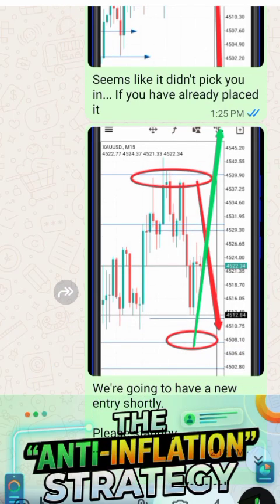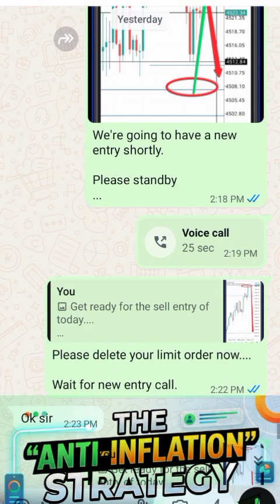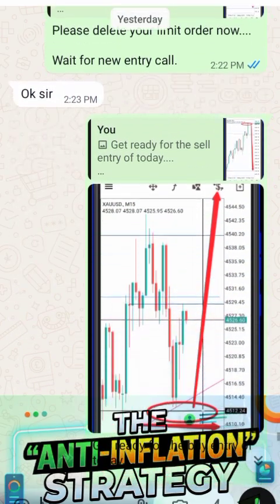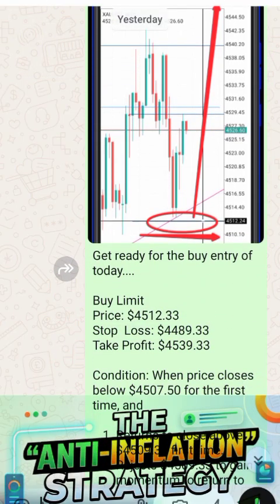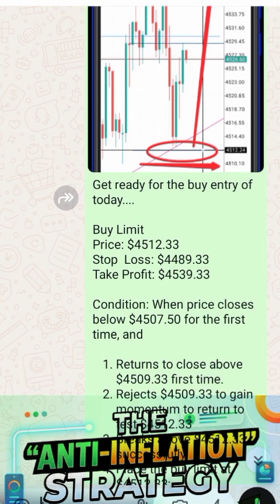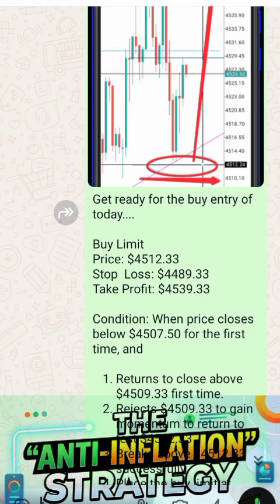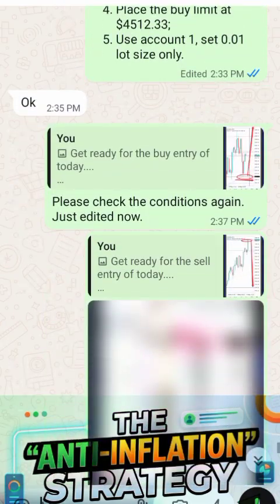Then, as soon as we saw the price get to a level we had already determined to be a turning point, we made another call. For those who had not taken the entry, we called for leaving the previous call, for those who still had a limit order on a sell, and we went for a buy. So we had the call from 4512, and our take profit was 4539. However, the target was to get above 4539. So let's see how the price moved.